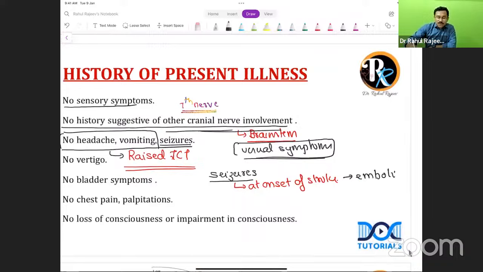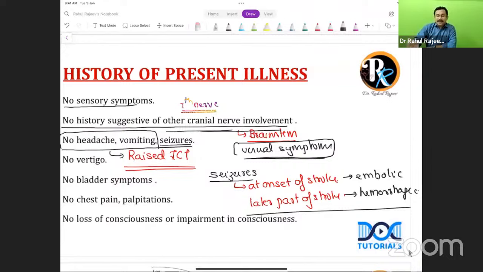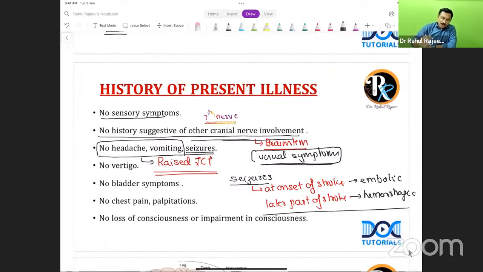Don't get surprised. I know some of you might be thinking, sir, hemorrhagic stroke, no seizures. Well, I agree. Later part of the stroke, and later part doesn't mean many years later, if the patient is having, suppose you had a weakness, and after 3 or 4 hours the patient is having a seizure, it is likely to be hemorrhagic. But if it is there at the onset of stroke, it is embolic. Okay, right. So this is also important.